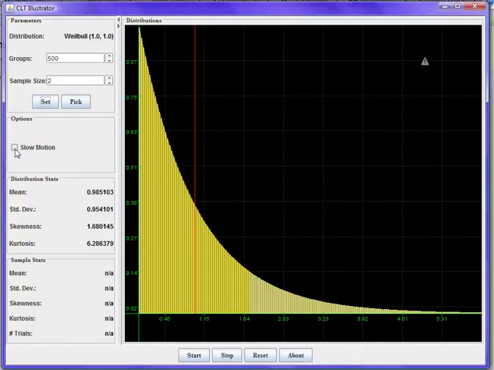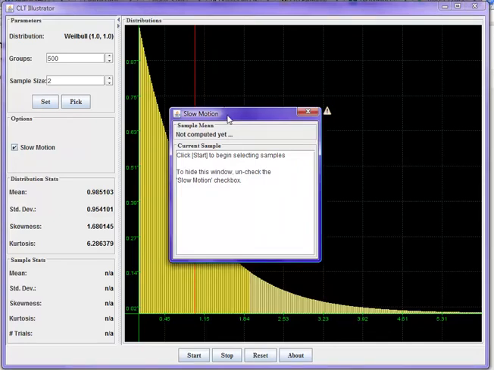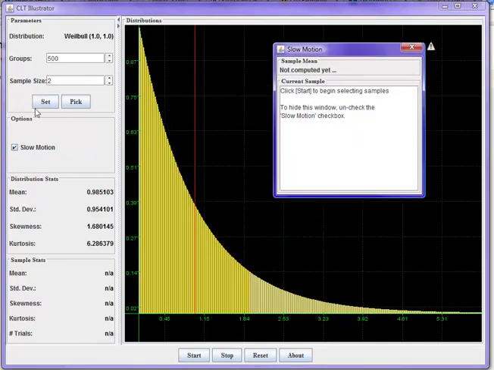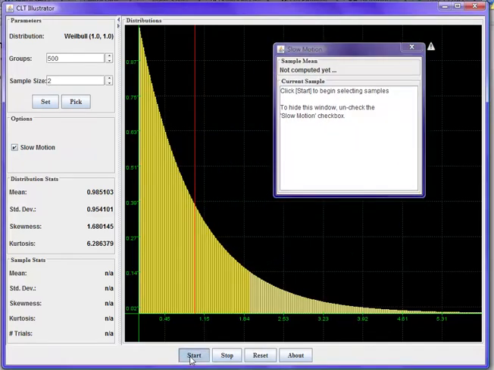Oh, we're not supposed to click set. I apologize for that. It should work now. Sample size is 2. And there you go, it picked 2 numbers and it averaged them out, divided by 2, and it got 2.106, and it plotted it for me.